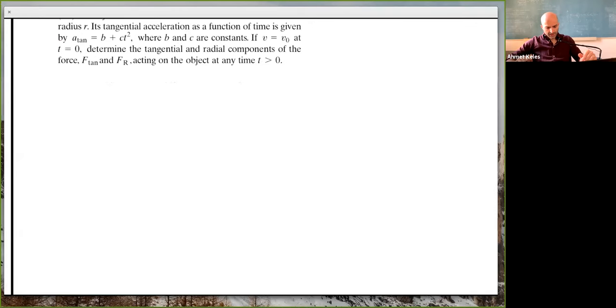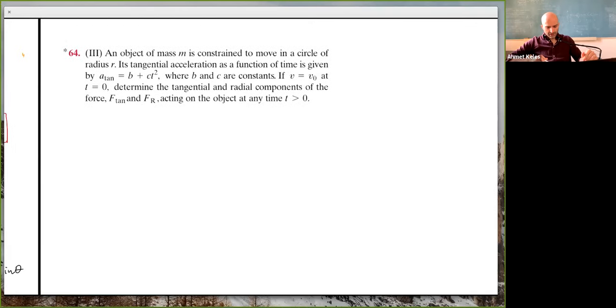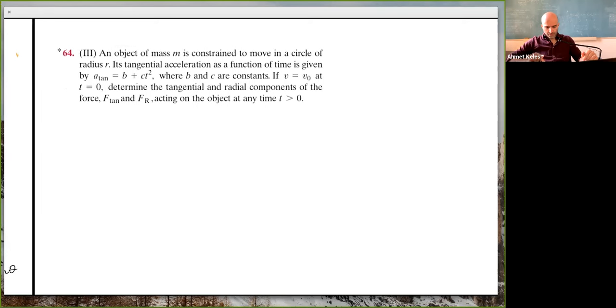Let me zoom a little bit. An object of mass m is constrained to move in a circle of radius r. Its tangential acceleration as a function of time is given by a tangential equals b plus ct squared, with b and c constants. If v is equal to v naught at t equal to 0, determine the tangential and radial components of force, F tangential and Fr, acting on the object at any time t bigger than 0.